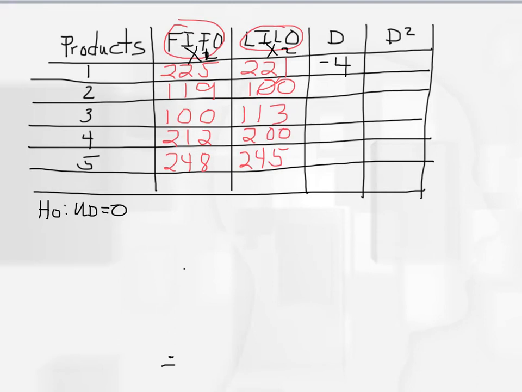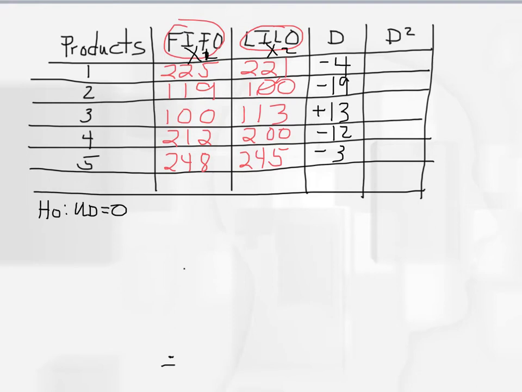For the second product, it cost $19 million less. The third product, it cost $13 million more. It's important to keep track of signs here, as I'll show in a minute. Our fourth product cost $12 million less, was $12 million cheaper to do it under the last in, last out method. And our fifth product was $3 million cheaper under the last in, last out method. So we have difference scores. Notice these difference scores aren't zero, so there is somehow a difference in the cost between one method and the other method.